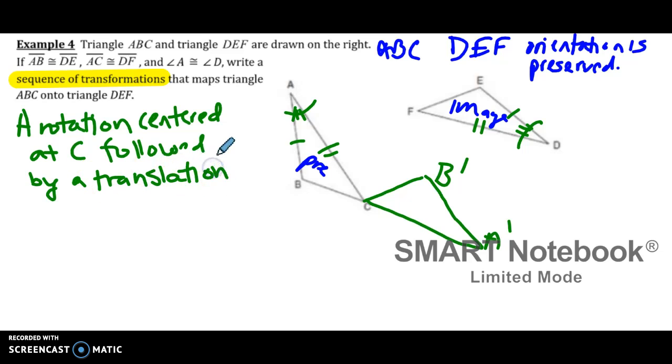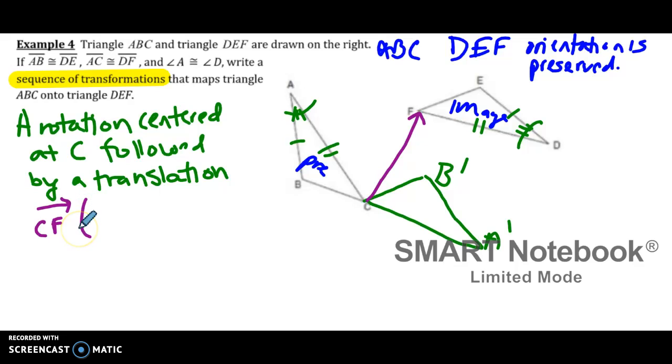And I need to name a vector. Again, the vector is just the direction that it goes in. It connects a pre-image point to a corresponding image point. So I know that C corresponds to F. So translation by vector CF.